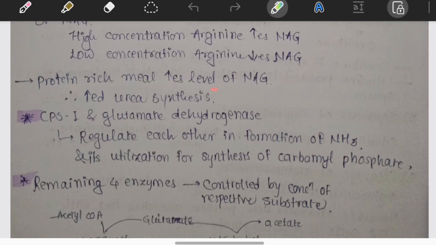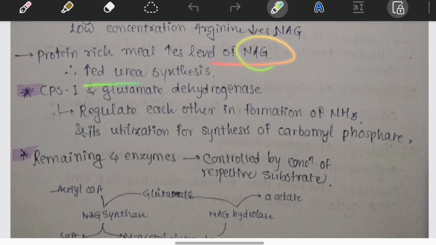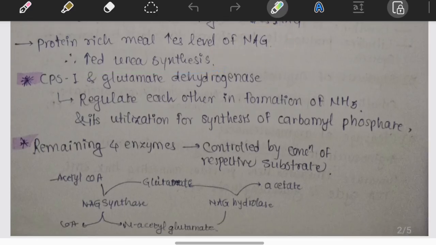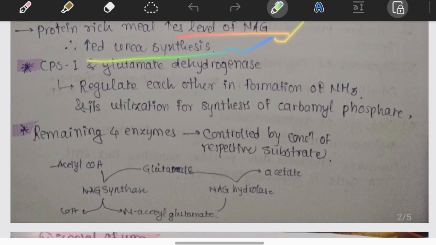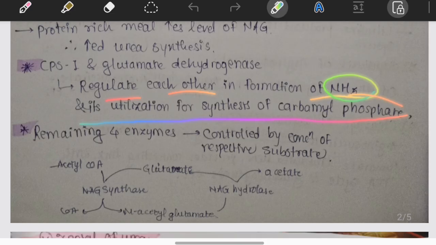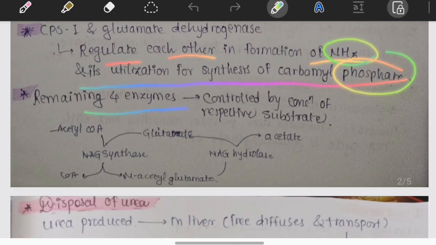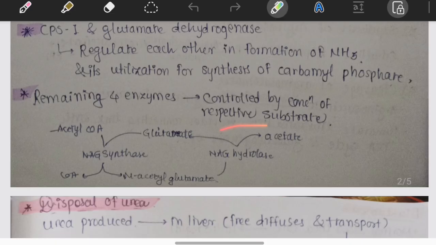A protein rich meal increases the level of NAG and increases urea synthesis. If you take a protein rich meal that contains more nitrogen-containing compounds like amino acids, then more urea should be formed. Hence the NAG level increases and urea synthesis also increases. CPS1 and glutamate dehydrogenase regulate each other in the formation of ammonia and its utilization for synthesis of carbamyl phosphate. The remaining 4 enzymes are controlled by the concentration of their respective substrates.